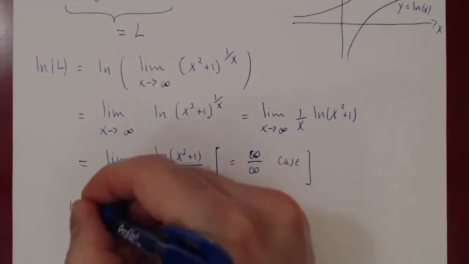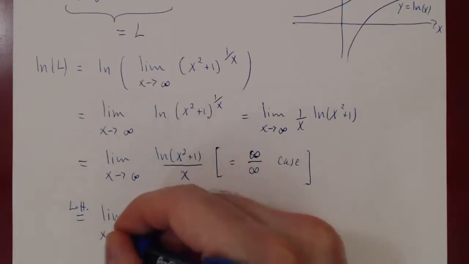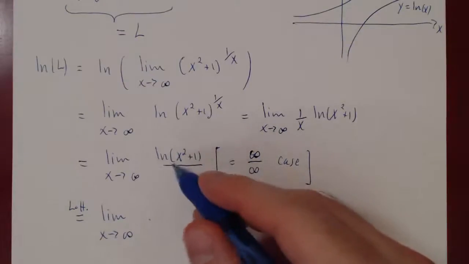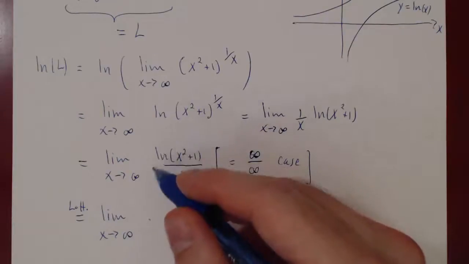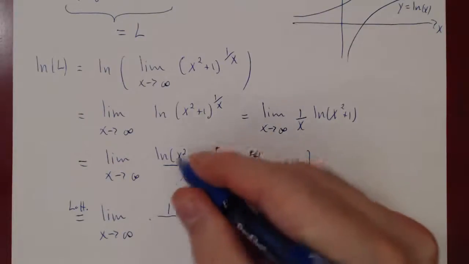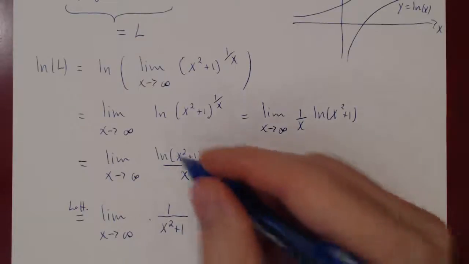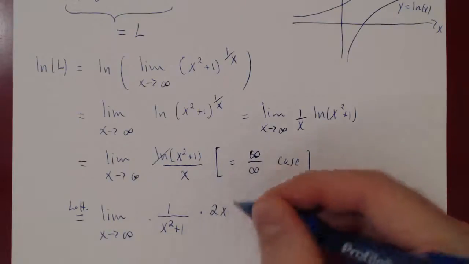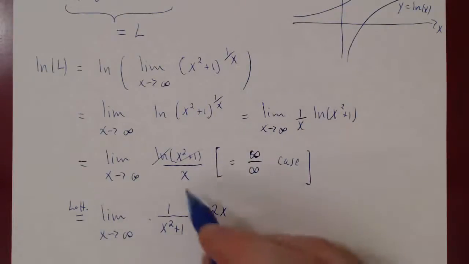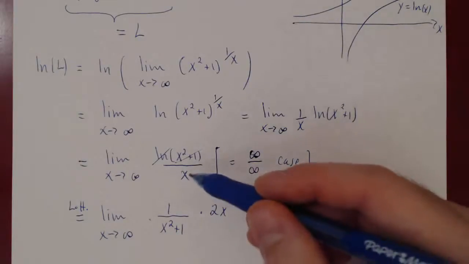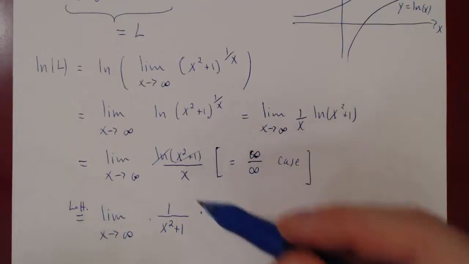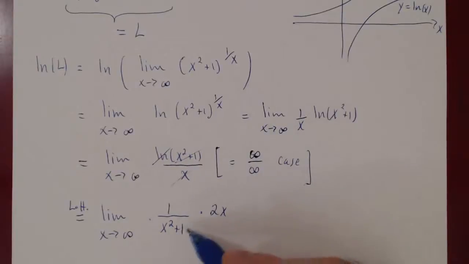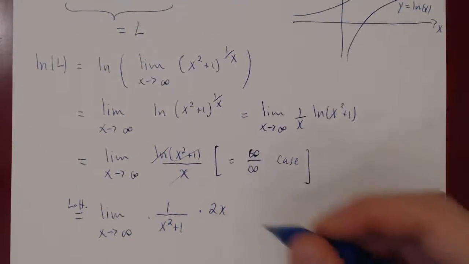We apply L'Hopital's rule. The limit as always stays the same. Differentiate top and bottom. The derivative of the numerator, well, ln is the outside function. The derivative of ln is 1 over the argument, x squared plus 1, chain rule, times the derivative of the argument, which is 2x, and we divide this by the derivative of the denominator, but the derivative of x is simply 1. So if you divide something by 1, you get back the same thing. Well, let's write this as a single fraction.